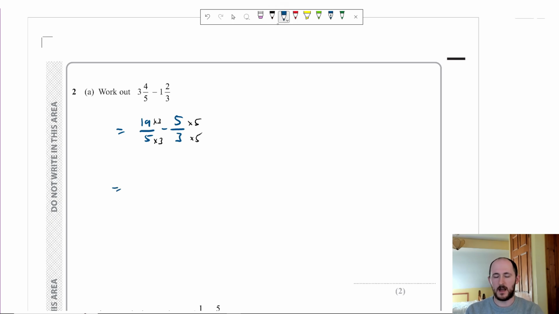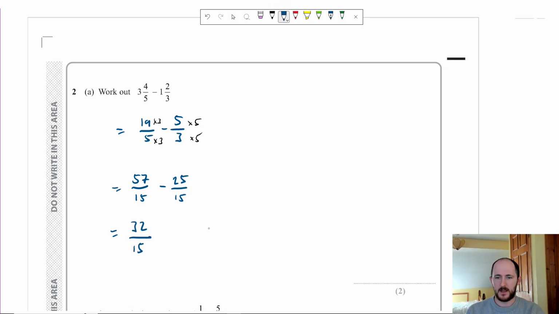That will give me 19 times 3. You could do 20 times 3, which is 60, and then minus 3. That could be one way to do it. Or again, you can always use the column method on the side. Over 15, take away 5 times 5, which is 25, over 15. Then we can actually subtract. So 57 minus 25 is 32 over 15.